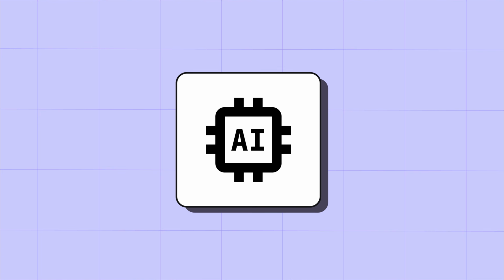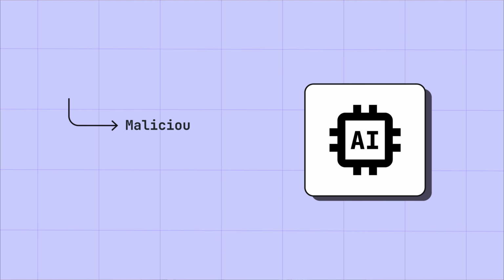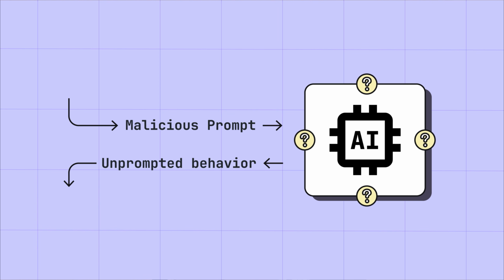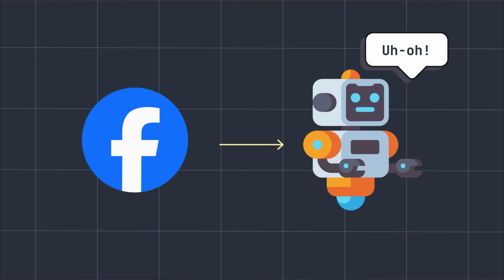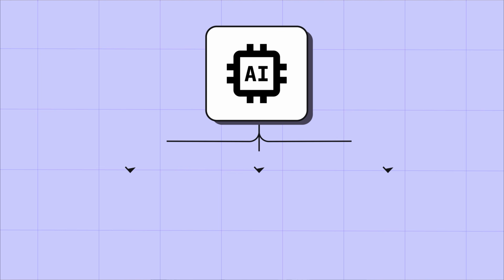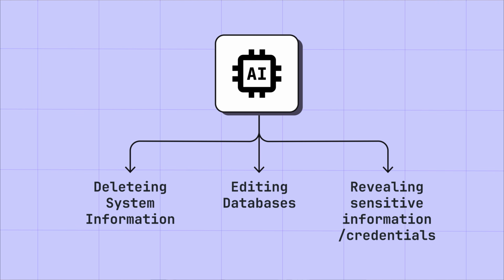So what is prompt injection? Well, prompt injection is essentially being able to confuse an AI model into doing things that it's instructed not to. This could be as simple as a social media bot revealing itself, or as complex as an AI agent deleting systems, editing databases, providing you sensitive information, or giving you credentials. Prompt injection is a real threat, especially as we build AI more and more, not only in our applications, but in our build process. So how does prompt injection work?